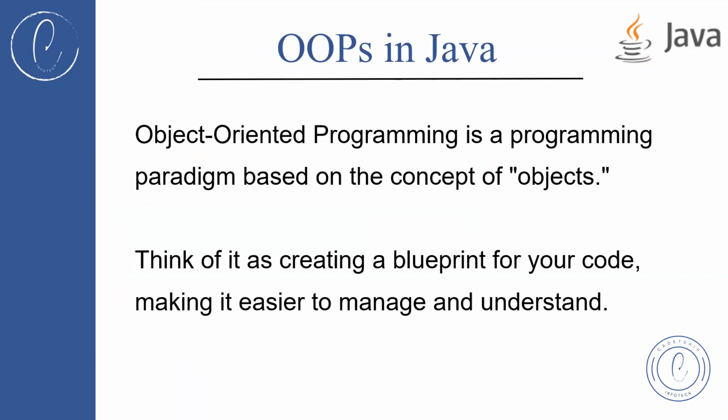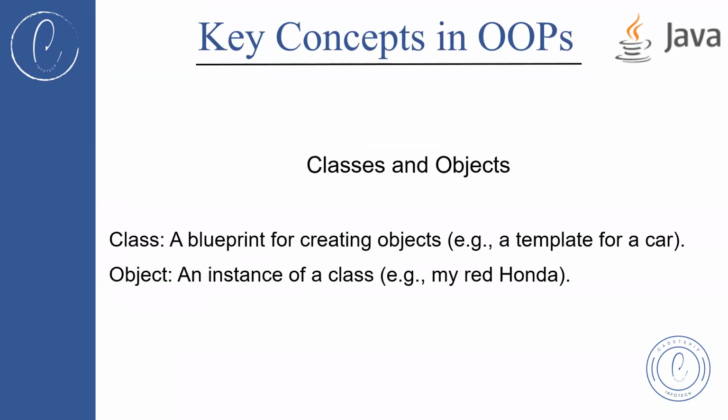So, what is Object Oriented Programming? Object Oriented Programming is a programming paradigm that is mainly based on the concept of objects. You can think of it as creating a blueprint for your code, making it easier to manage and understand. We have two basic concepts of object oriented programming, that are classes and objects. They are used to represent real world concepts and entities.